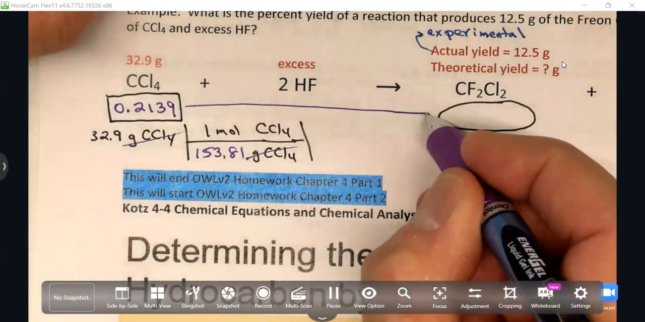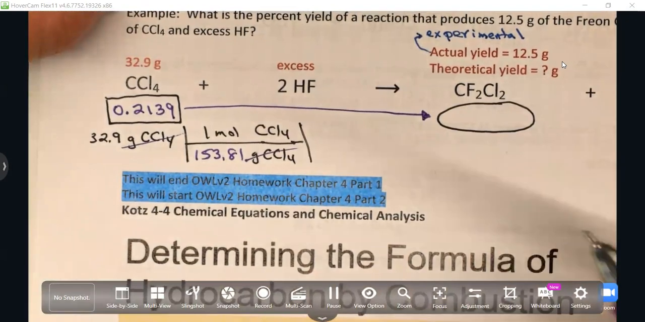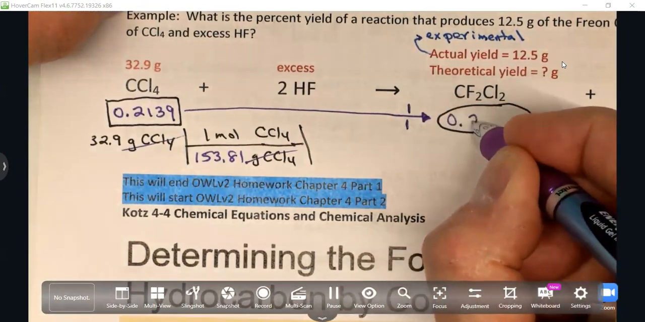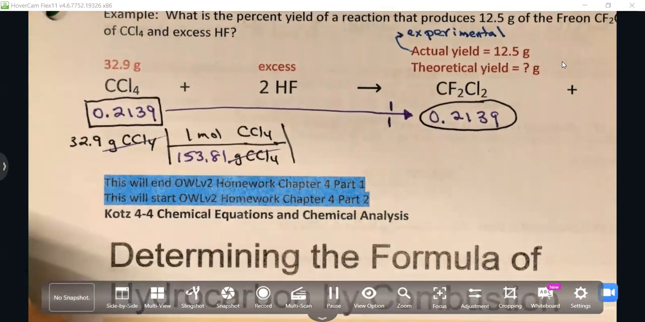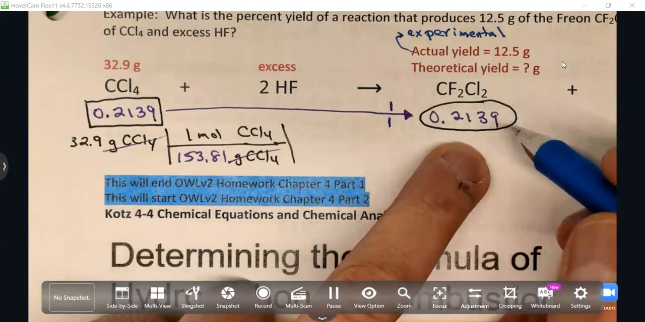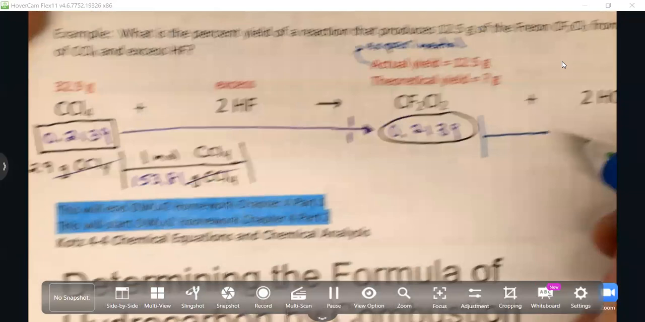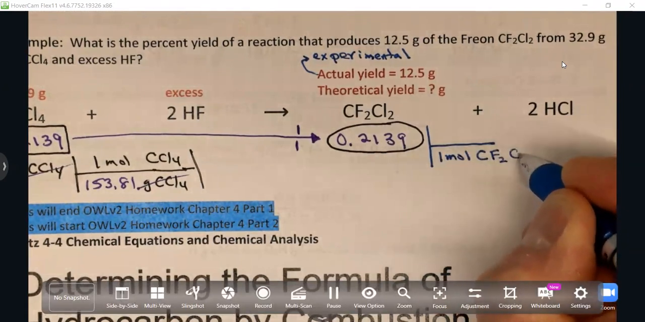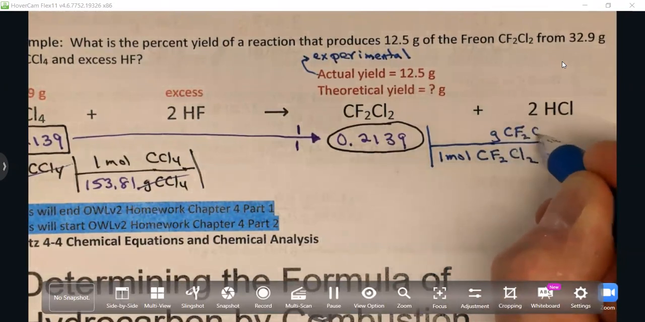How many moles of CF2Cl2 am I going to produce? What is my mole ratio fraction? I'm boring, 1/1. 0.2139. And then we're just going to convert this 0.2139 moles to grams, right? We always keep moles underneath here. So I'm going to put 1 mole of CF2Cl2 is how many grams of CF2Cl2?